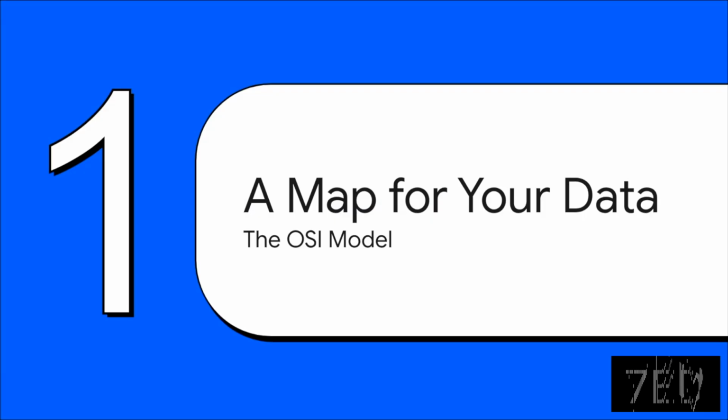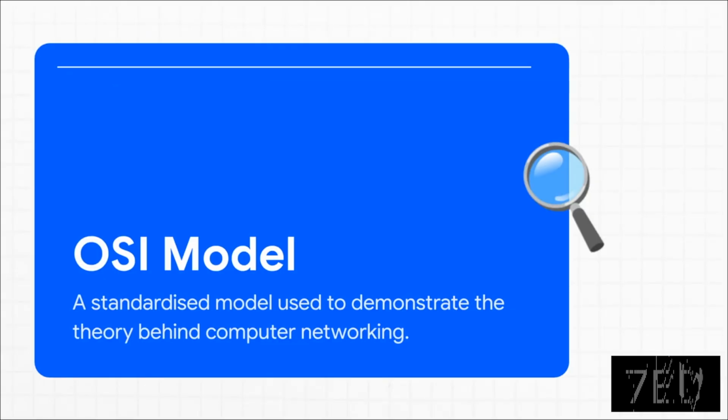So, to follow this trip, we need a map. And for the internet, that map is the OSI model. And look, forget what you might have heard about boring technical standards. Think of this as the secret blueprint, the universal guide that lets any two computers on planet Earth actually talk to each other.